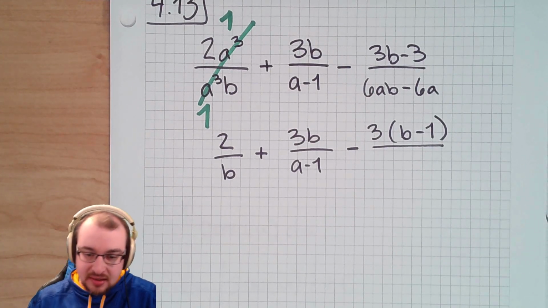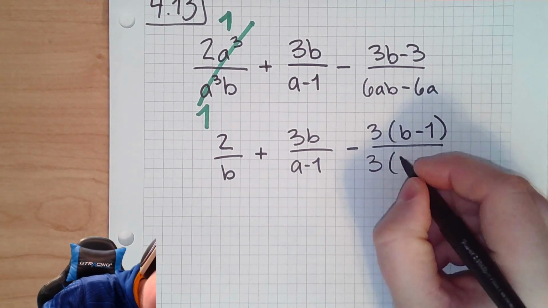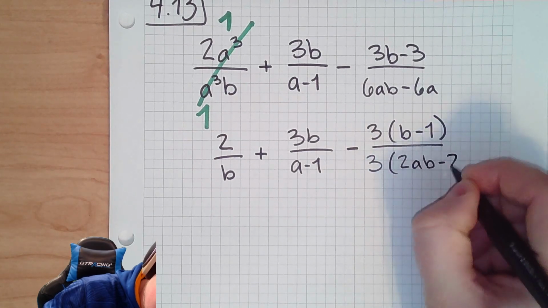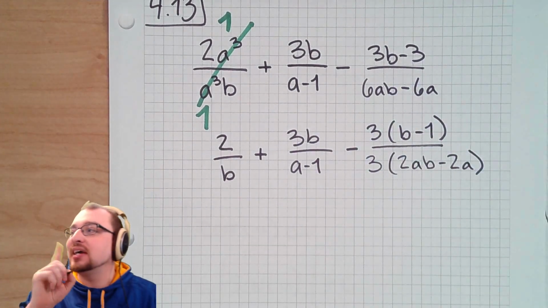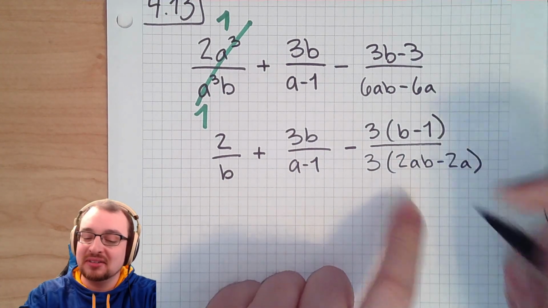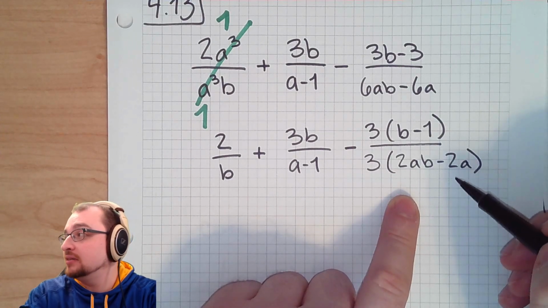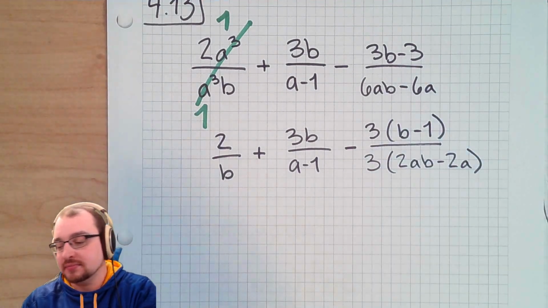3. I can definitely take out a 3. If I take out a 3, I get 2ab minus 2a. And I actually like that factorization because you might notice we could take out something else, right? A 2. But 2's not going to divide out with this. So I like leaving those 2's there. That's fine. 3's will divide out.